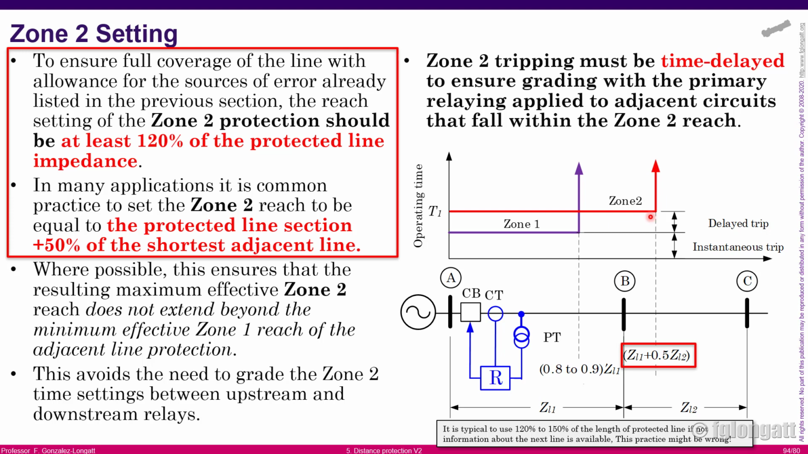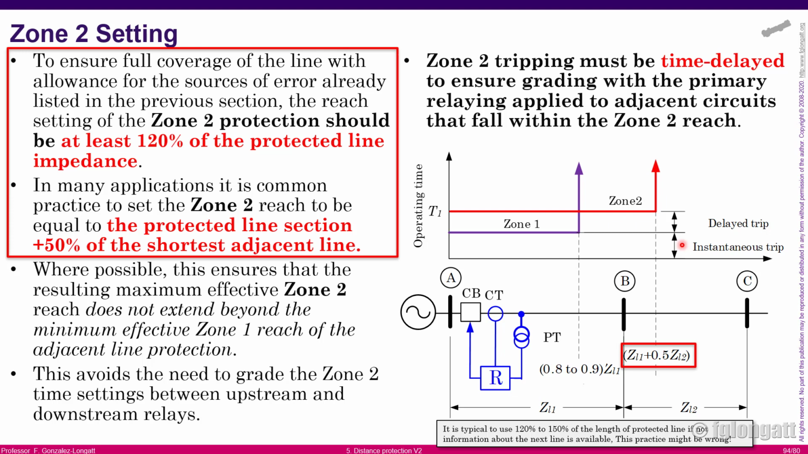Well, every case is evaluated and assessed individually, but what you need to know is that there is a minimum limit and a maximum limit for zone 2. The minimum limit, in theory, must be 120% of the protected line. I mean, the minimum value for this setting is 100 plus 20% of the protected line. But the maximum should be 100% of the transmission line plus 50% of the second segment.